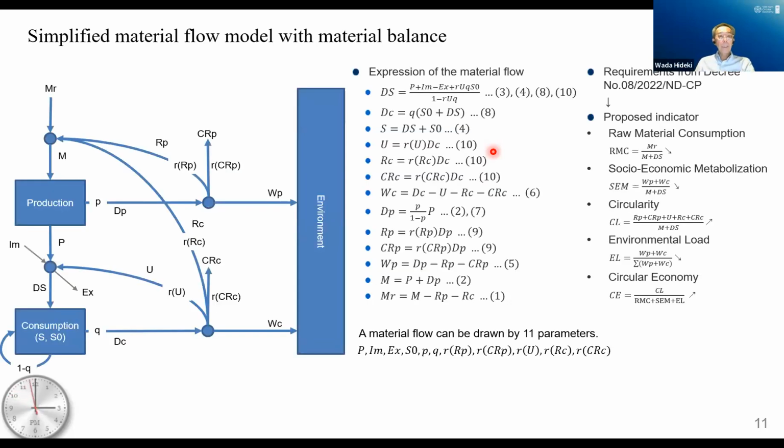The first thing we did was to draw the basic material flow model by products, referring to the Japanese experience. You can find the model here. The upper part explains the production part, and the lower part expresses the consumption part.